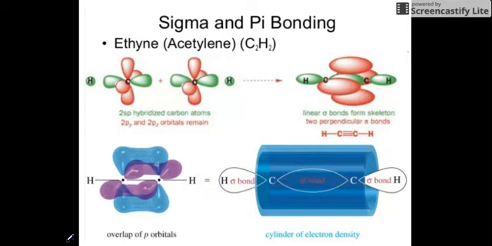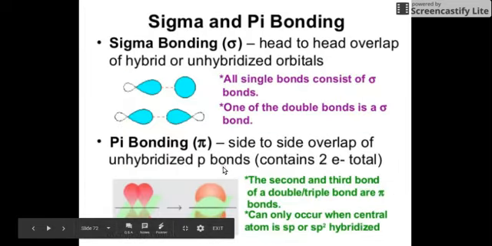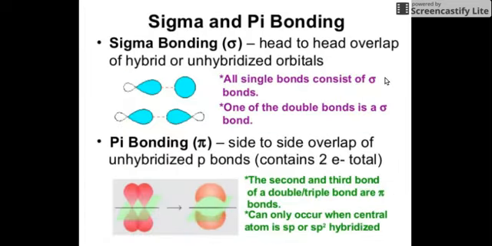So that's it for carbon's hybridization. If you look at the summary for this, you will see this. Sigma bonding will occur when you have head-to-head overlap of hybrid orbitals. So all single bonds consist of sigma bonds, and one of the double bonds or one of the triple bonds is always a sigma bond.